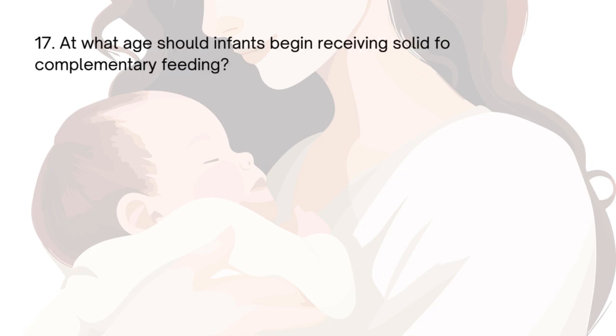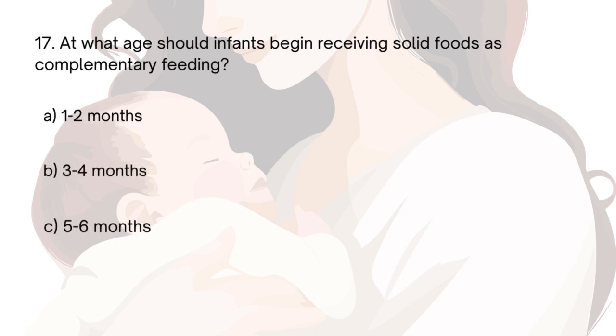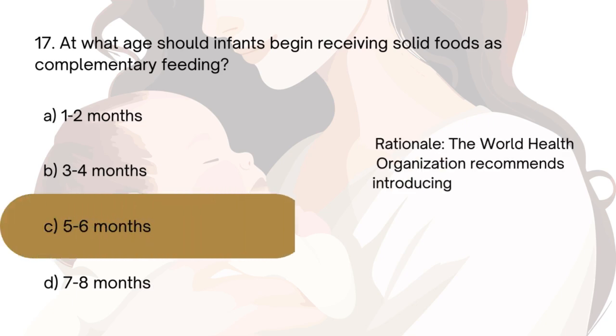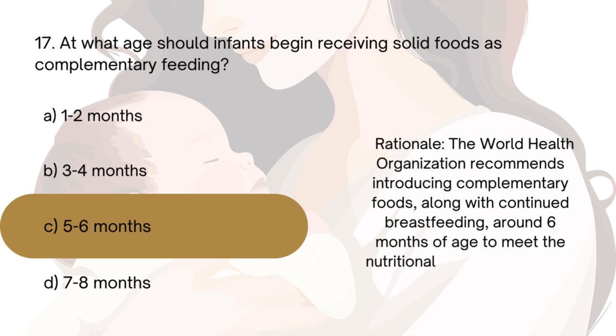17. At what age should infants begin receiving solid foods as complementary feeding? A. 1 to 2 months. B. 3 to 4 months. C. 5 to 6 months. D. 7 to 8 months. Rationale: the World Health Organization recommends introducing complementary foods, along with continued breastfeeding, around 6 months of age to meet the nutritional needs of infants as they transition to solid foods.